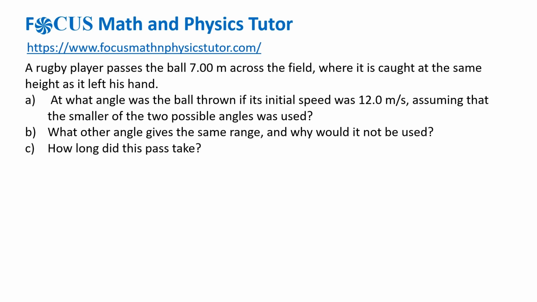Alright, so what are we given here? We are given the range, R, 7.00 meters. What else do we know? We know the magnitude of the initial velocity, that's 12.0 meters per second. And what is part A asking for? At what angle, theta, which is the smaller angle.